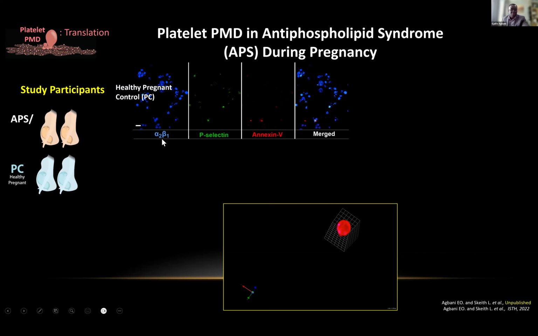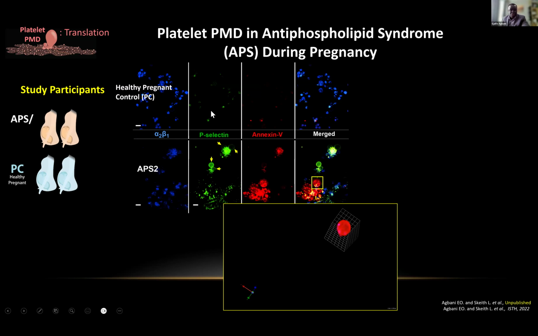We stained for alpha 2 beta 1, just as a platelet marker. This is a receptor on the platelet membrane. It tells us that we're actually looking at platelets. Then we looked at the exposure of P-selectin as a marker of platelet activation. Then we also tracked annexin 5. I talked about this earlier on, to use that as an indication that the platelet has externalized phosphatidylserine. And in most of these experiments, we also use a thrombin antibody to be able to tell when thrombin is formed on the membrane of the platelets.